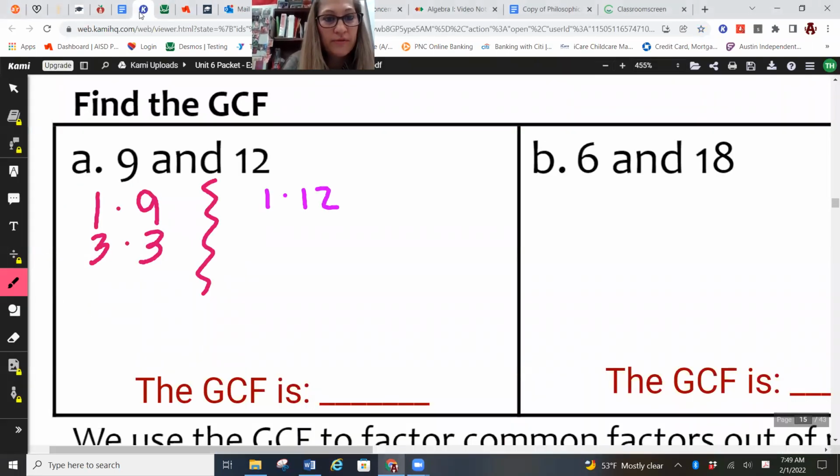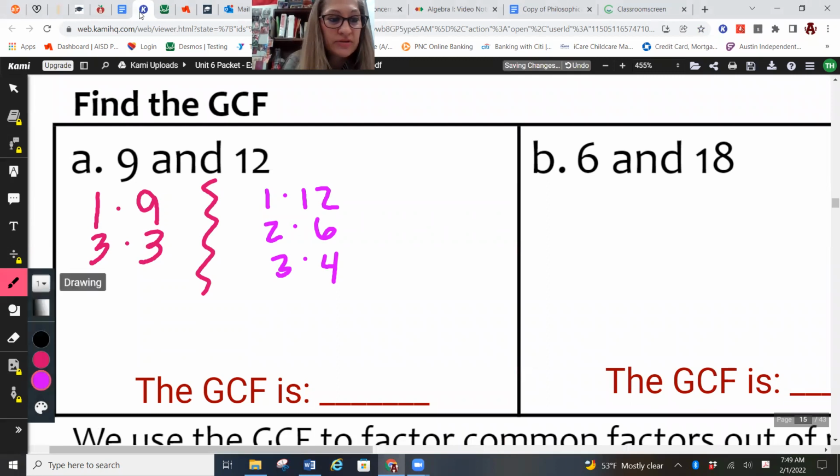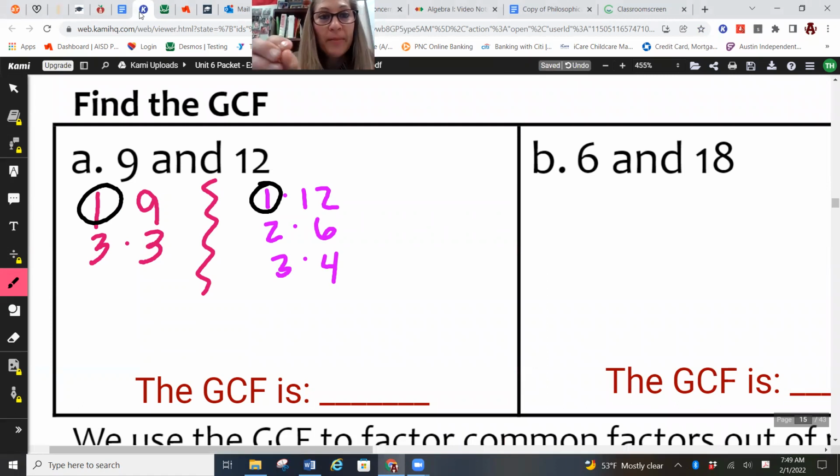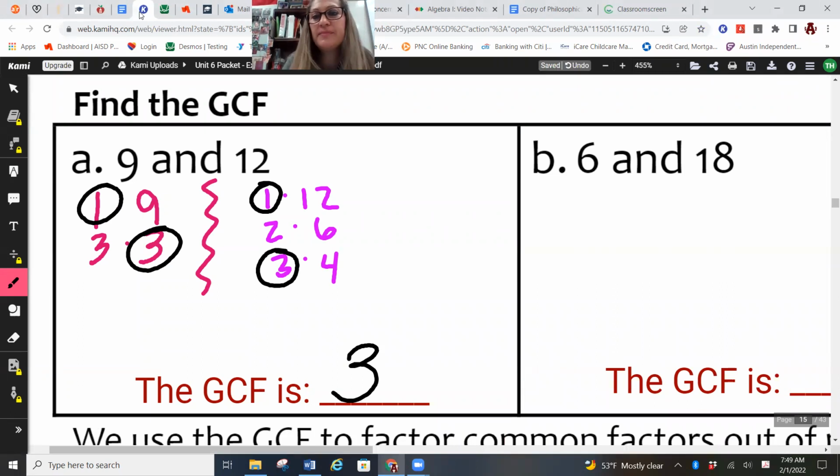1 times 12, 2 times 6, 3 times 4. We're going to circle the common factors. The common factors would be 1. Remember, common means what they share. They share a 1. They share a 3. And that's it. So the greatest is 3 because it's bigger than 1. That's how you find the GCF.